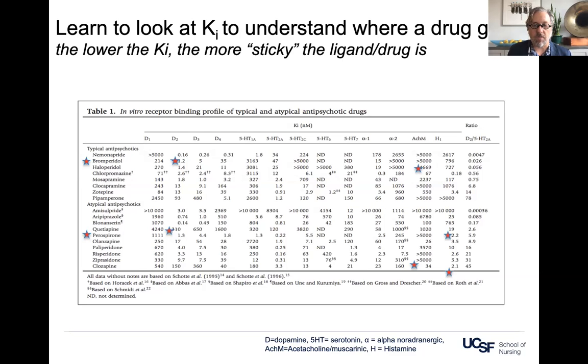Okay, similar for histamine receptors. With histamine receptors, you're going to have a lot of sedation, and we can see some of the most sedating medications, such as olanzapine and clozapine, have a high affinity for the H1 or histamine receptor in the brain, which is why they make us tired.